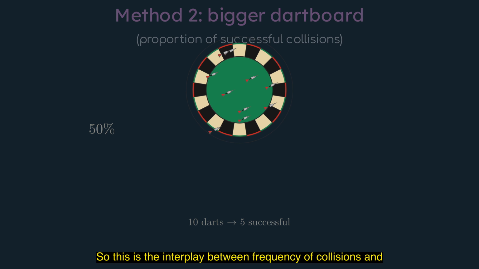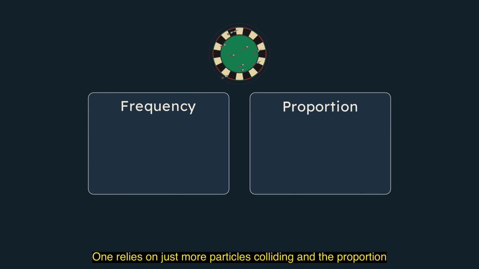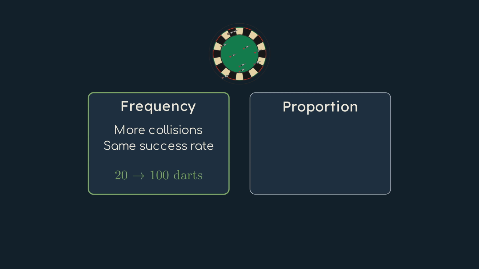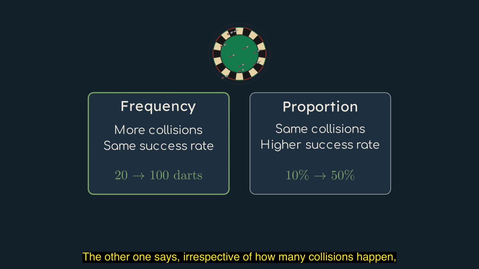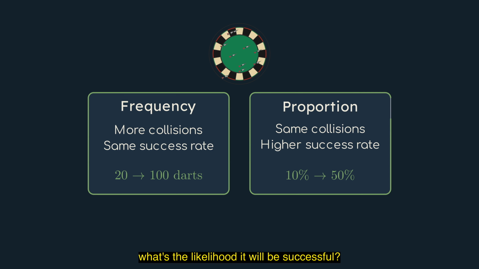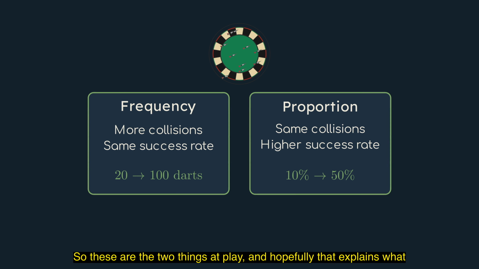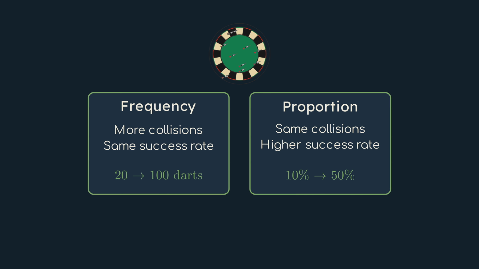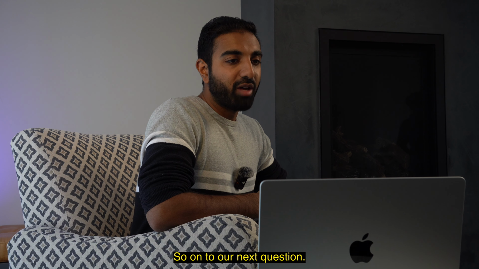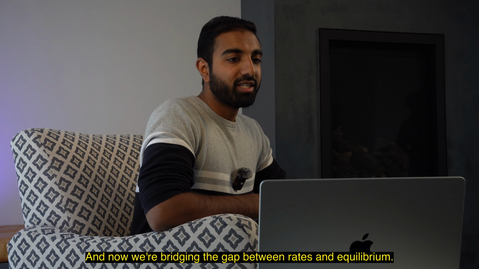So this is the interplay between frequency of collisions and proportion of successful collisions. One relies on just more particles colliding and the proportion staying the same. The other one says, irrespective of how many collisions happen, what's the likelihood it will be successful? So these are the two things at play, and hopefully that explains what we mean by frequency and proportion of successful collisions.